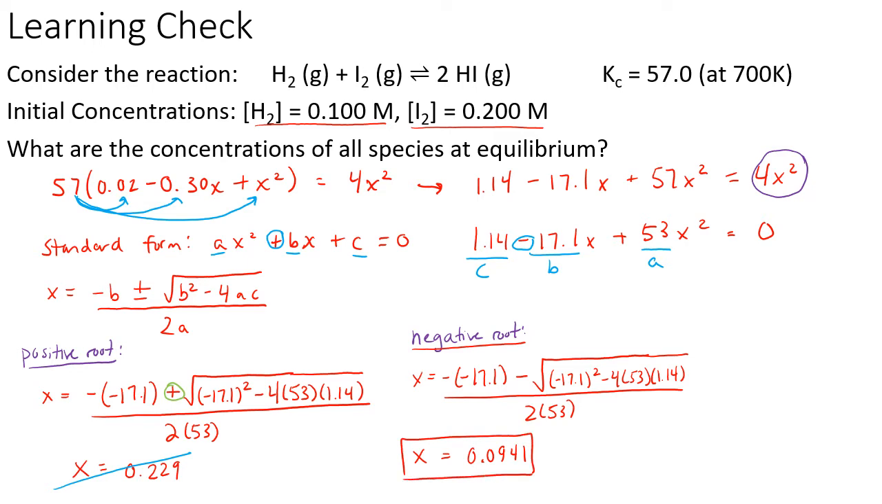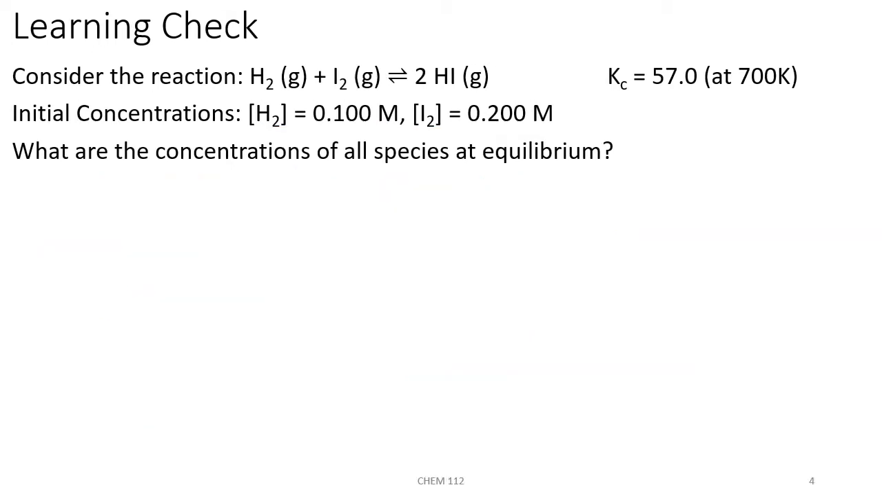If x is the change in the initial concentrations of hydrogen and iodine, 0.1 could reduce by 0.09, 0.2 could reduce by 0.09. It's a value that's less than both of the initial concentrations. So in this case, this is going to be the x that we go with now to calculate our equilibrium concentrations of all species. So using the negative root in the quadratic formula, we got x equals 0.0941, and that's a molarity. That's the change in concentration of our reactants.